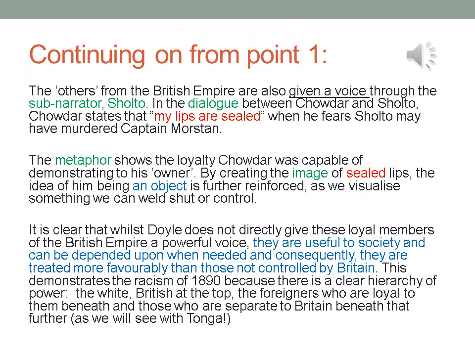Another way that Doyle presents the others who belong to the British Empire was by giving them a voice through the southern writer Sholto. In the dialogue between Chowdhury and Sholto, Chowdhury states that "my lips are sealed" when he fears that Sholto may have murdered Captain Morstan. By saying "my lips are sealed," he is using a metaphor. This metaphor shows the loyalty that Chowdhury was capable of demonstrating to his owner as he was his servant.